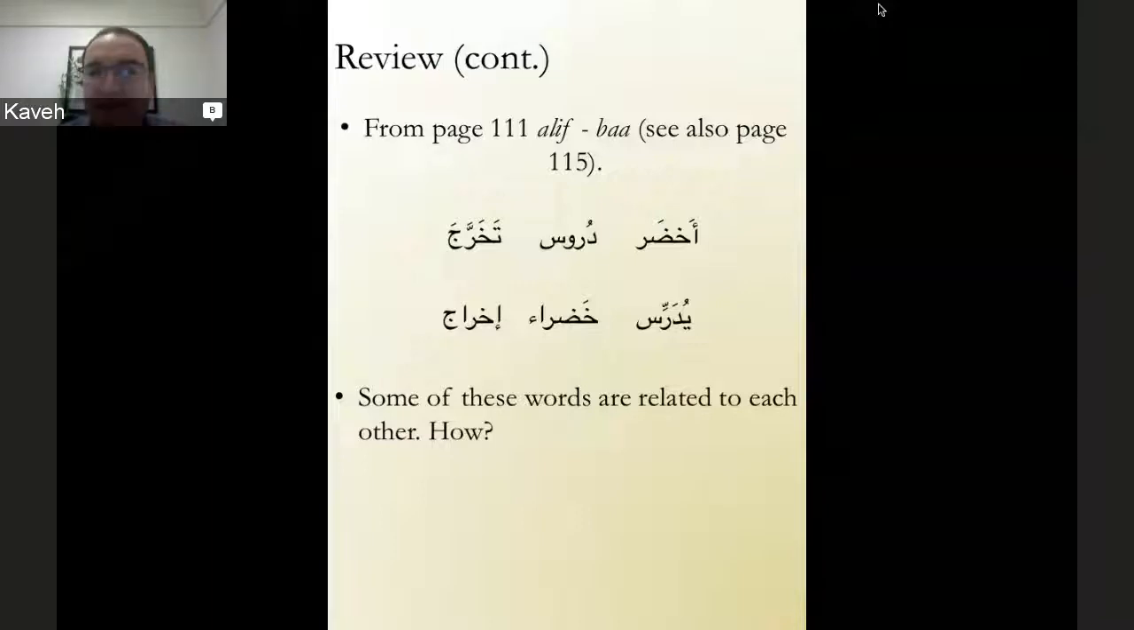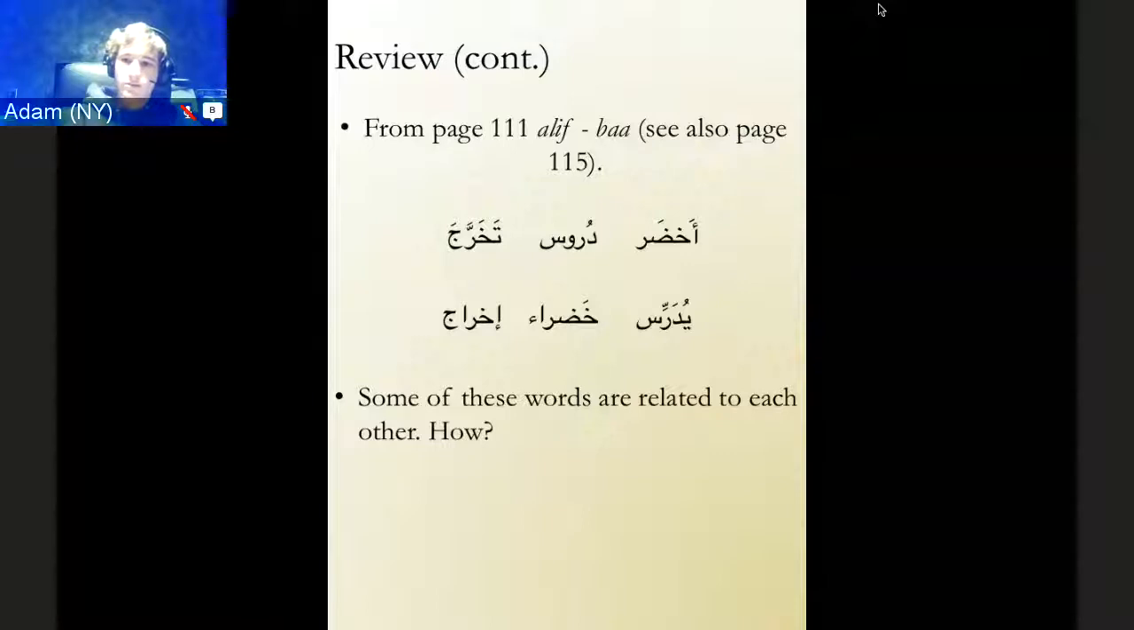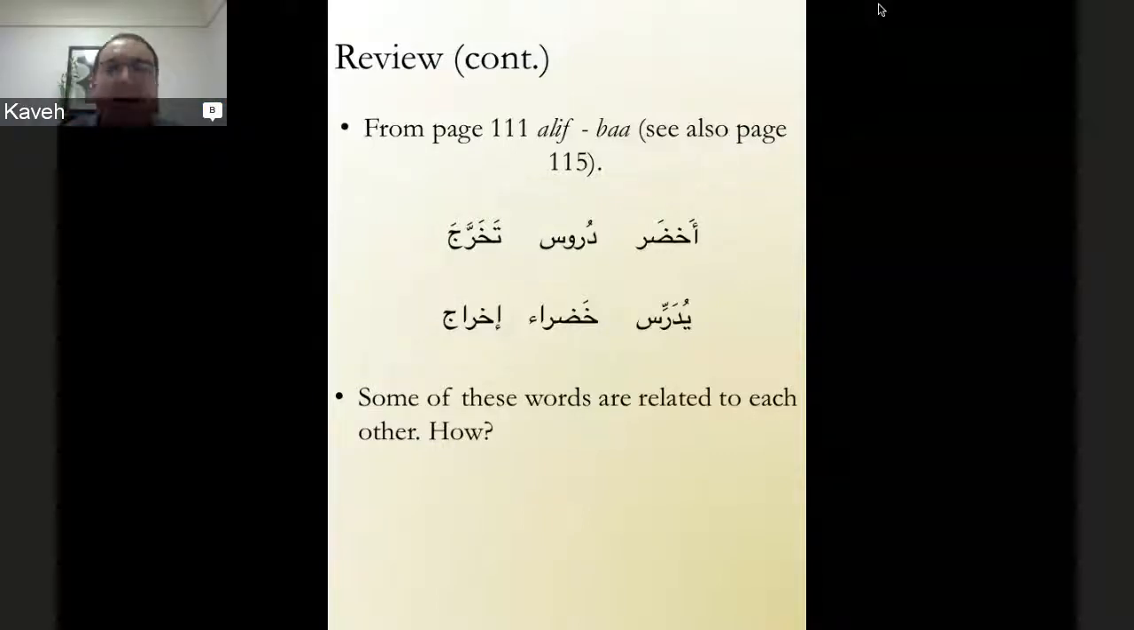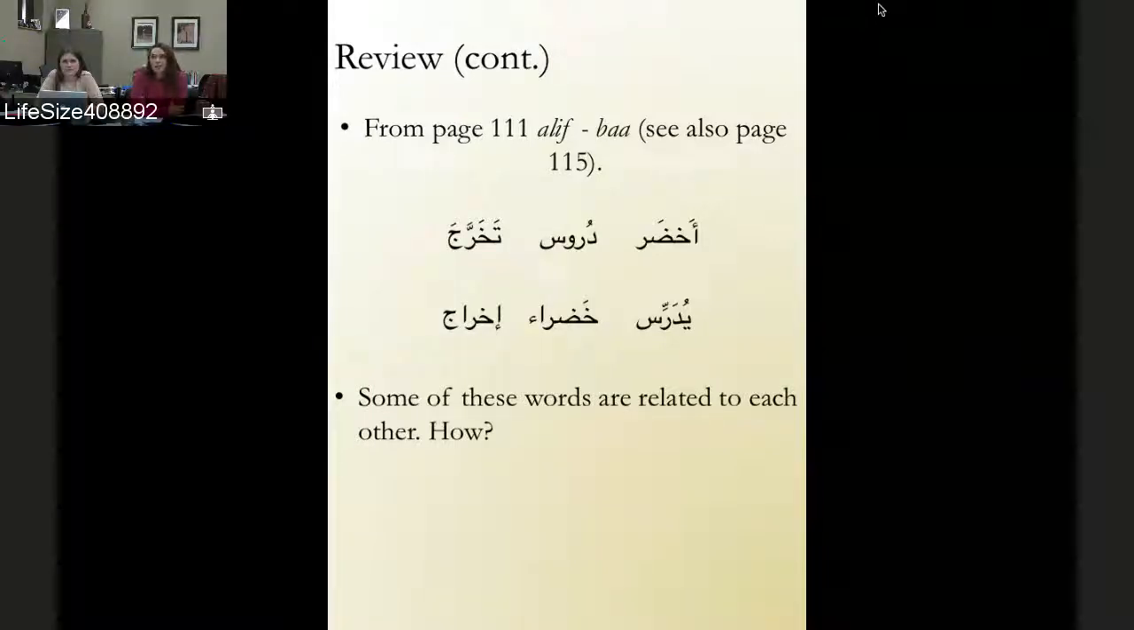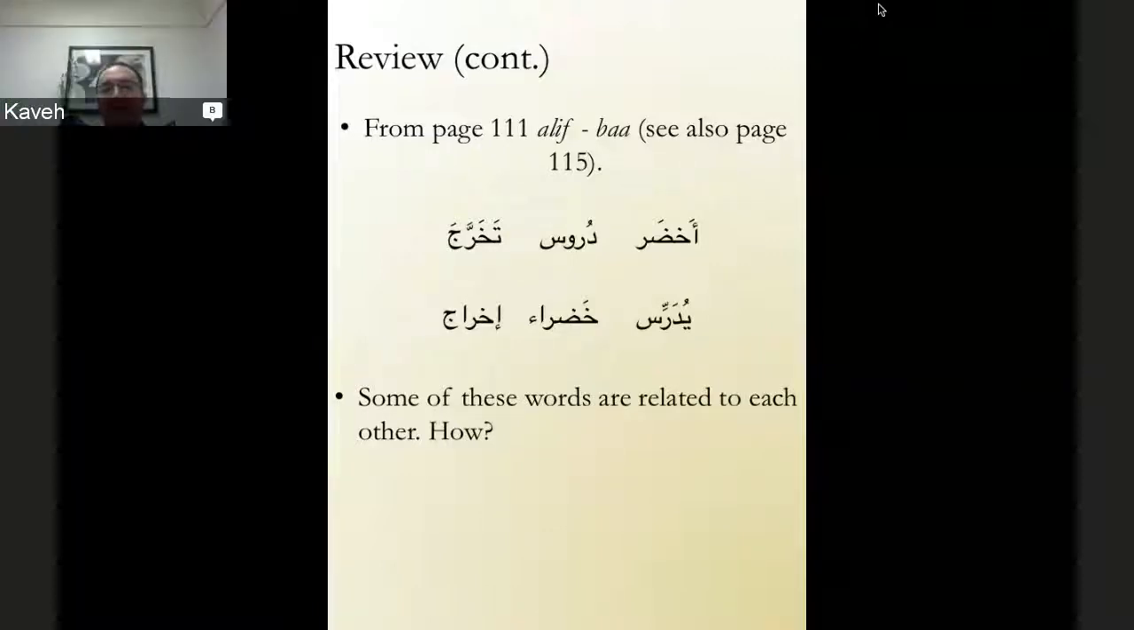Nice word here. Everyone say yudarris. Yudarris. Khadra. Khadra. Excellent. Ikhraj. Ikhraj. Very nice. All right. Now the question I have is, in these 6 words that we have on the screen, some of these words are related to each other, and the question is, can anyone tell me how they're related to each other?